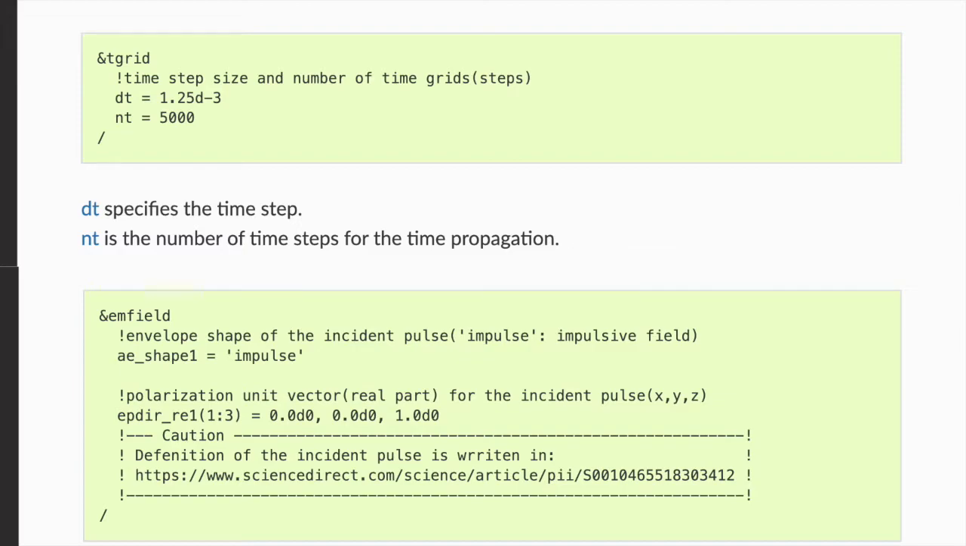Nt is the number of time steps in the time evolution calculation, which is 5,000 times here. That is, the time evolution calculation is performed for 6.25 femtoseconds.